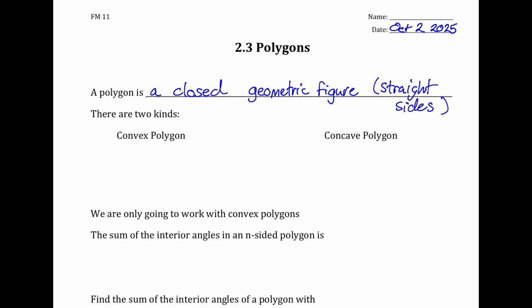So weirdly enough, that means a circle is not actually a polygon because it's got curved sides on it. So we're not doing circle math today. We're doing things that have straight sides. So the two kinds that we're going to talk about are the convex and concave. The convex ones all point out.